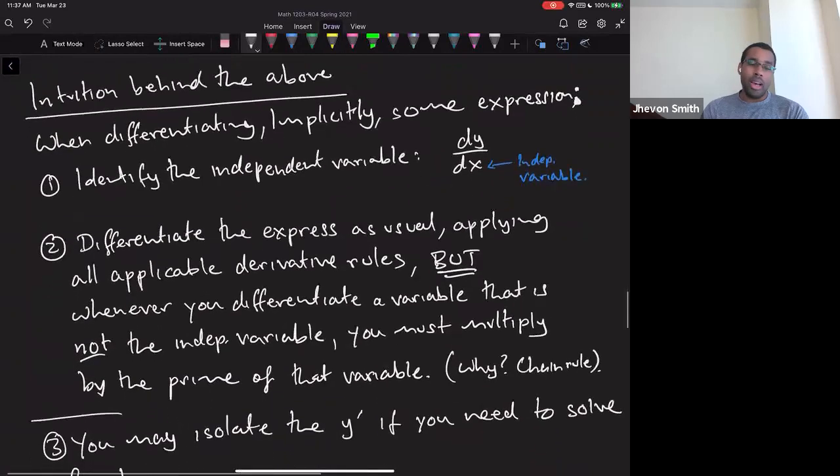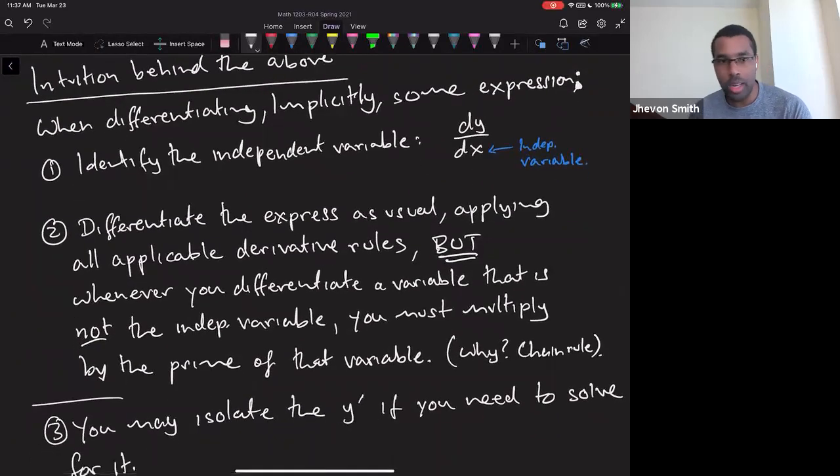implicit case. The basic intuition behind that, which we looked at last time, was to just essentially differentiate as usual. But whenever you differentiate a dependent variable, you multiply by the prime, right? So if we only have variables x and y, x is my independent variable, y is my dependent variable, then I would just go through and apply all my derivative rules. Power rule is still a thing, chain rule is still a thing, product rule is still a thing, quotient rule is still a thing. All of those are still things. But the only difference is whenever I differentiate a y term, I multiply by y prime, right?